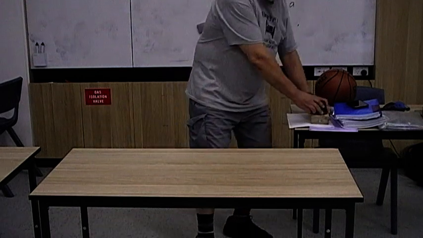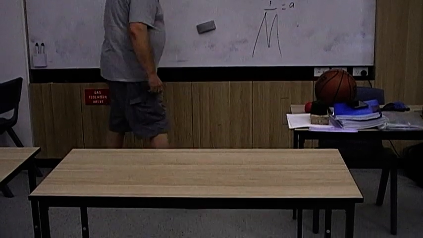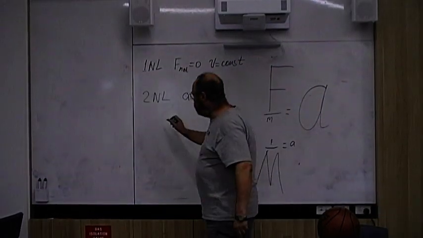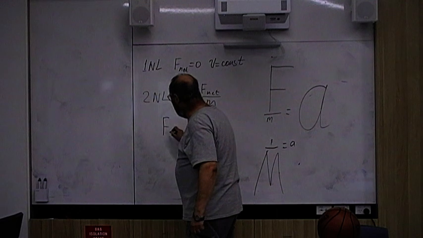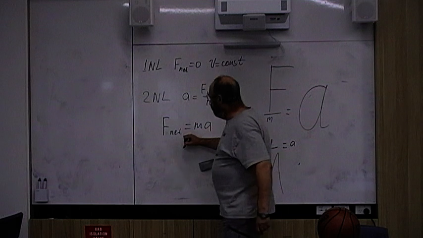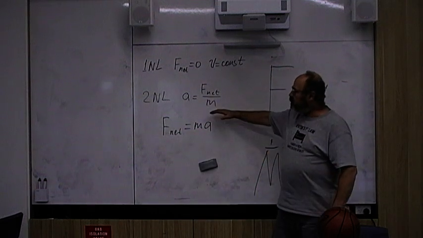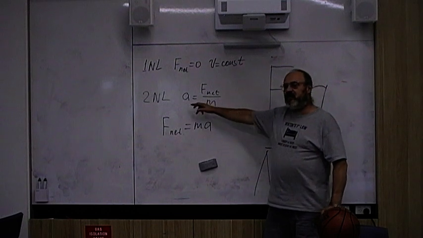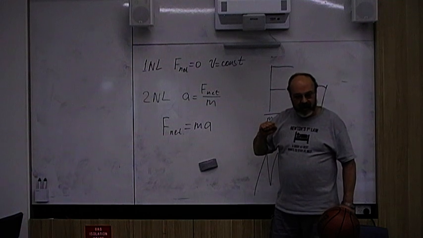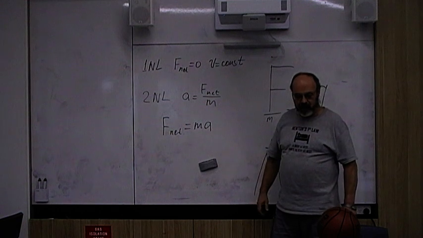And usually, when we're solving problems, we will be using it in reverse. We will be using F net equals ma. That's usually how Newton's second law is written in the textbooks. But the sense of it, when we write it this way, is that acceleration depends on the net force and the mass.